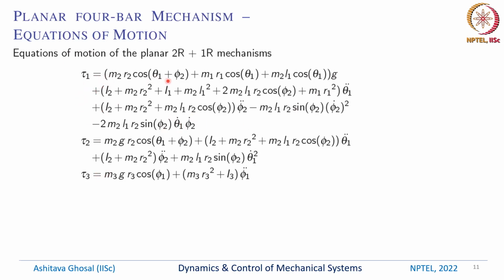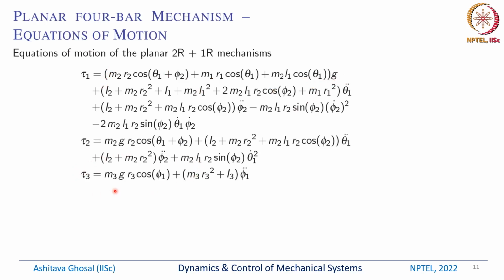So there's a tau 1, which is given by functions of some I2 and m2 r2 square, and then all this theta 1 double dot, and then I1 and m2 l1 square, exactly the same as earlier. And similarly tau 2, which is given by I2 plus m2 r2 square into theta 1 double dot, and then theta 1 dot square, and then some gravity term. Here also you can see that there is a gravity term which is m2 r2 cos theta 1 plus phi 2 into g. So here it is written slightly differently. The g is taken out.